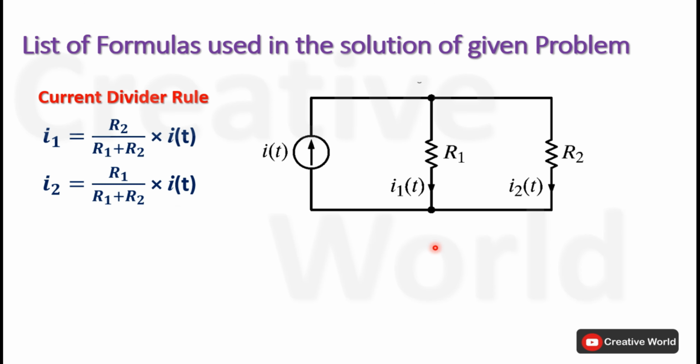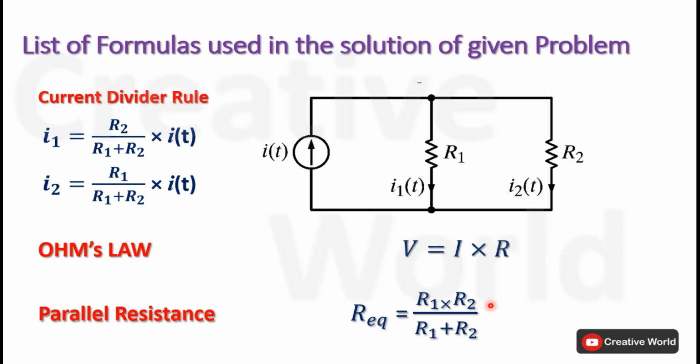We also will be using Ohm's law. According to this law, the voltage across any resistance R is always equal to the product of the current through that resistance and the value of the resistance itself. The parallel equivalent resistance formula will also be utilized. R equivalent of two parallel connected resistances is calculated by taking the product of both resistances divided by their sum.